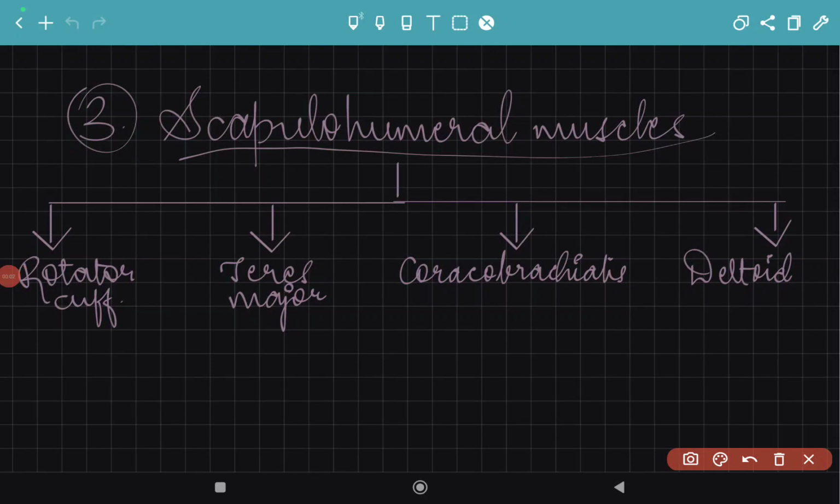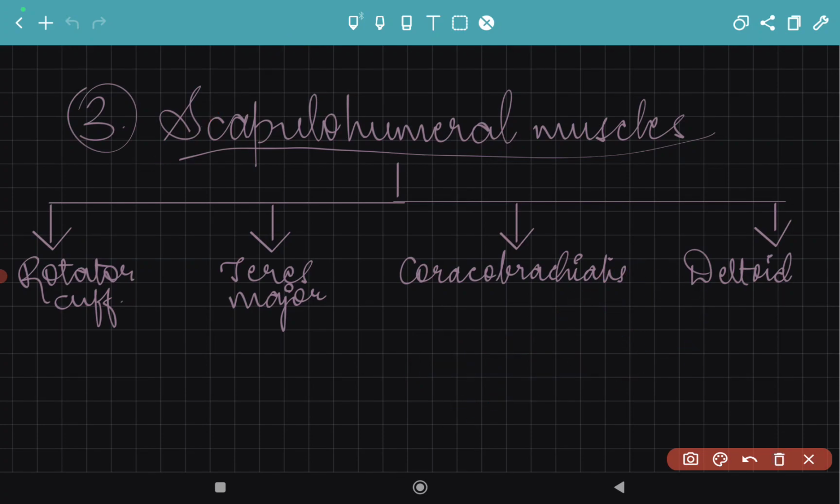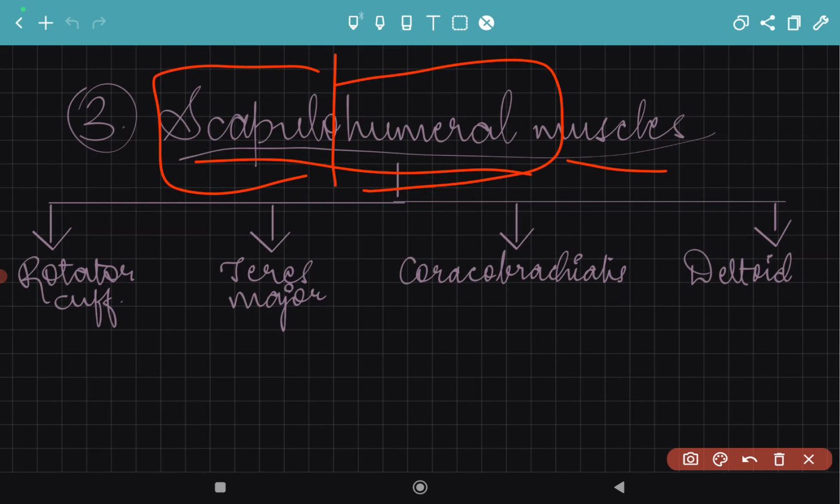Physiowebseries Shoulder Complex Season 2, Series 5. In Series 5, we will discuss the scapulohumeral muscles. As the name suggests, those muscles connect the scapula to the humerus.